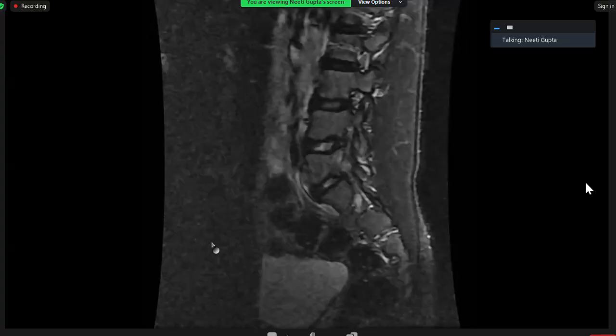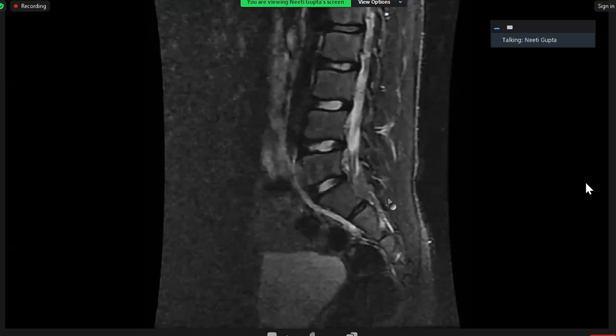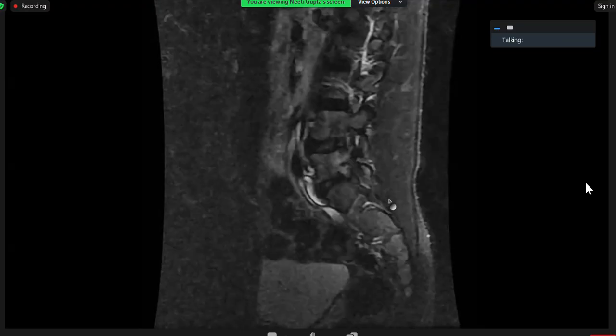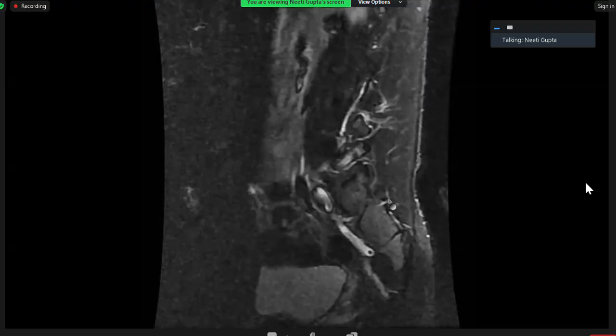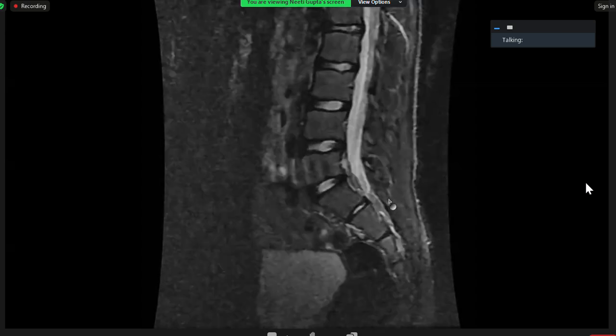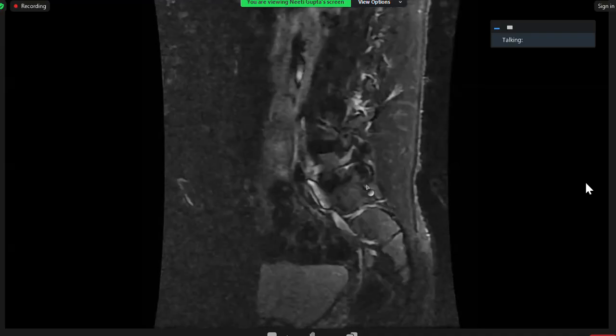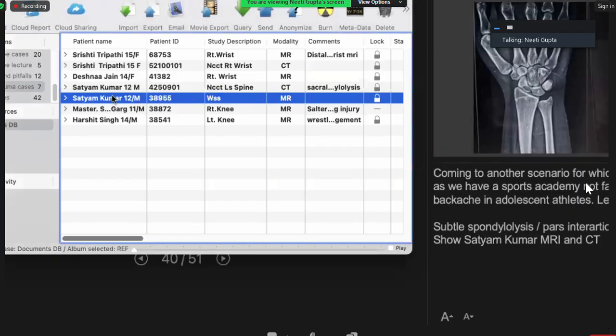Now, what do we see here? We can see some amount of marrow edema here, in the parasagittal section, which is at the level of the pars interarticularis. So I raised a possibility of a pars interarticularis fracture or stress injury or spondylolysis. And they got a CT done for this case.